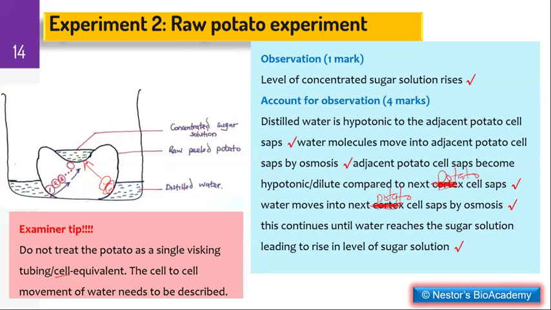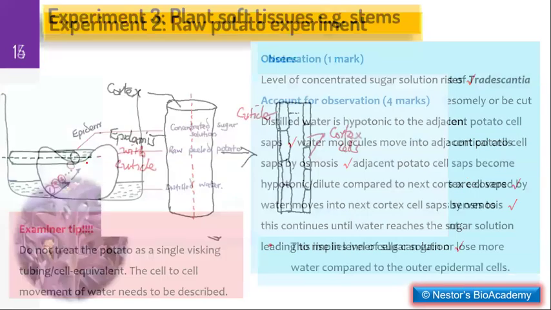So that is a common question you're also likely to meet. Do not just say that distilled water is hypotonic to the concentrated sugar solution, so water molecules will move to the concentrated sugar solution by osmosis, leading to the rising level. An explanation like that will not bring in the cell-to-cell movement of water that the examiner might demand your explanation brings out effectively.